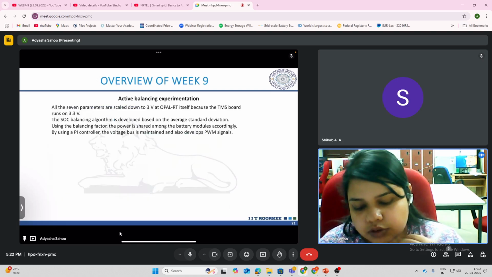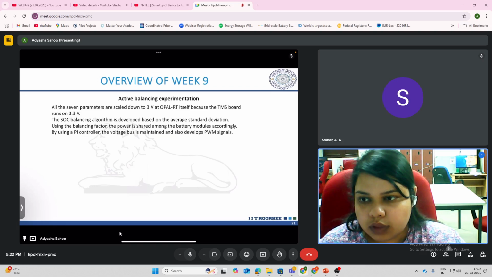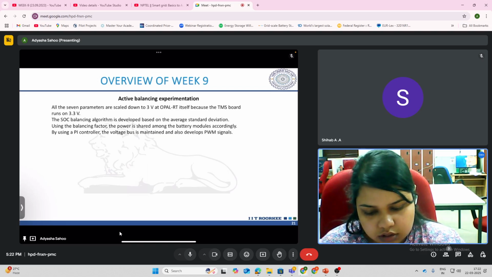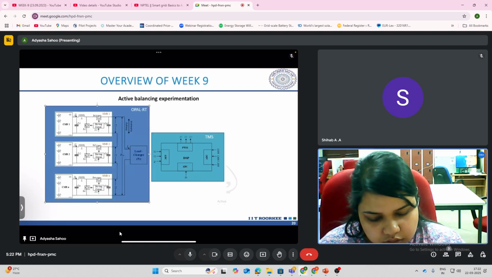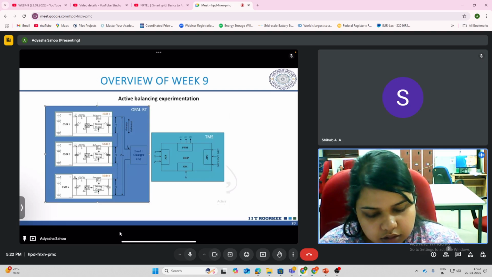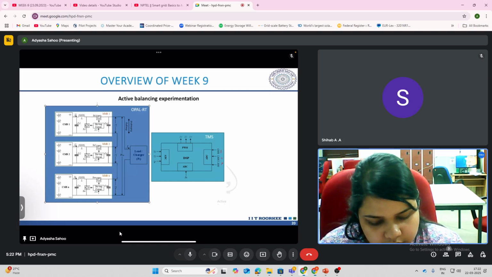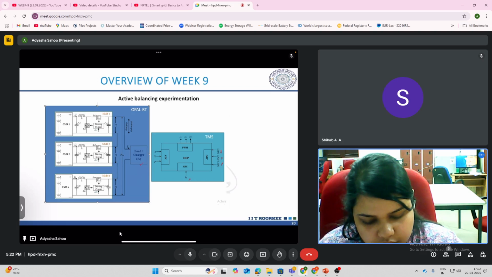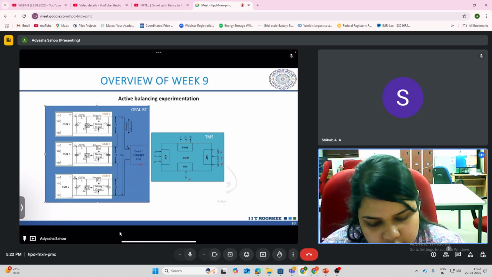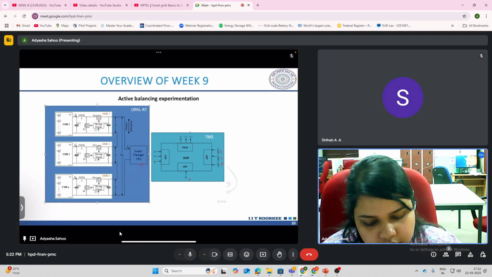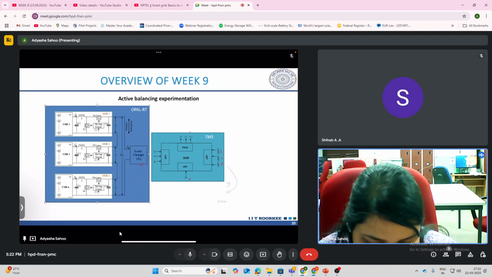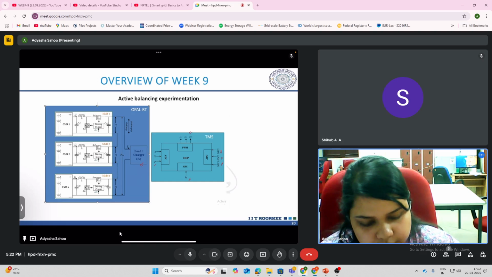Here basically you see, first we'll see this. What we are monitoring here, you see there are three SOCs. You have the load power, discharger power. Then you have these duty cycles D1, D2, D3, and the current information I1, I2, I3.